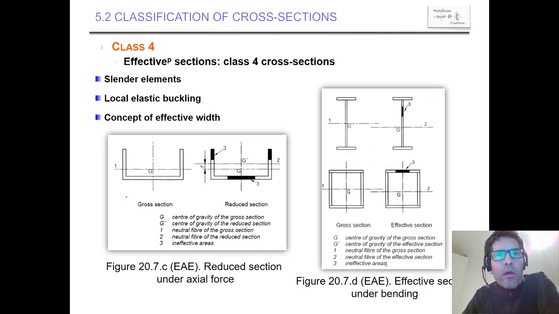This example number 1 is a channel section. This channel section seems to be subjected to purely axial force. It means that in this cross section, which is channel 1, we have a neutral axis. Okay, that's good. But we know that this is class 4. It may be class 4 in the web and the flanges, or only in the web. In this case, all panels seem to be class 4.